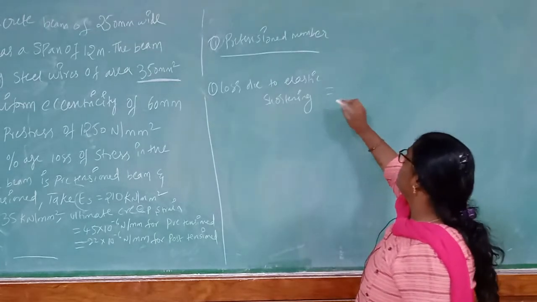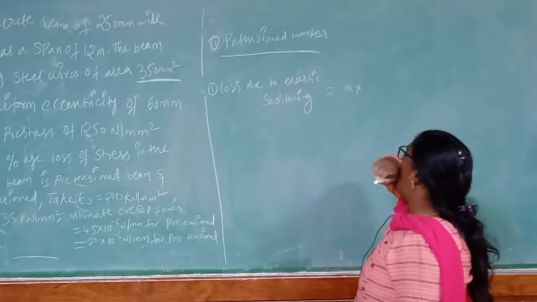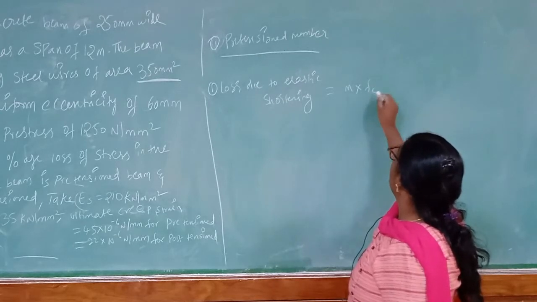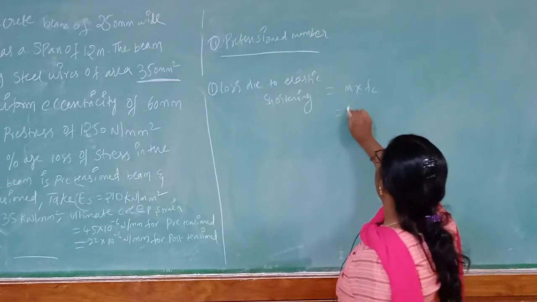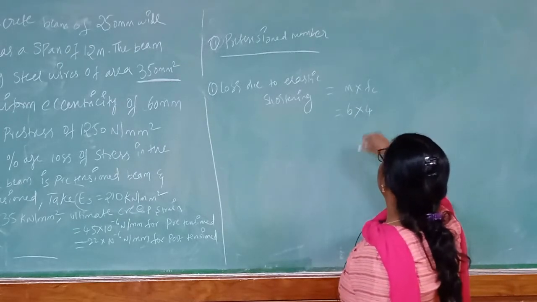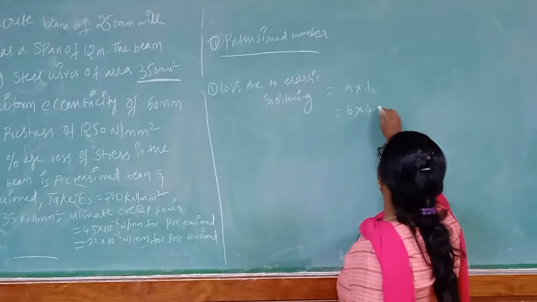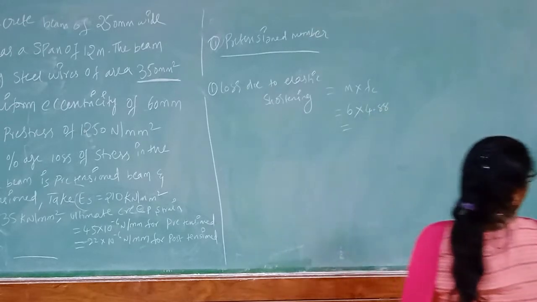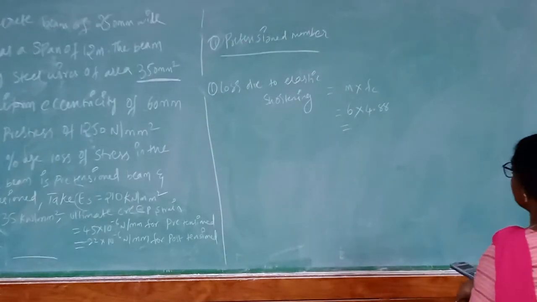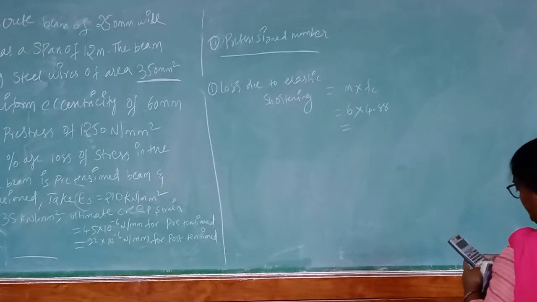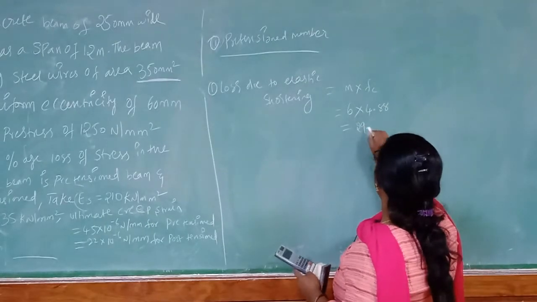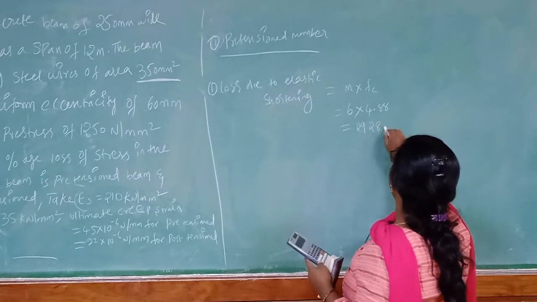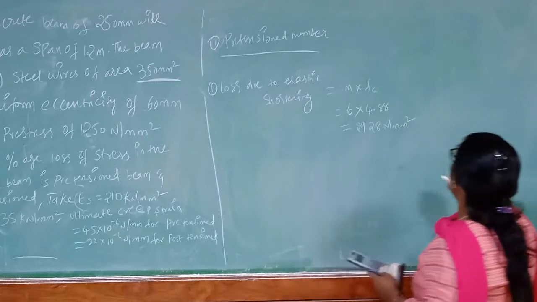So what is the loss due to elastic shortening? It is m, the modular ratio, into the stress in concrete. The modular ratio is 6. The stress in concrete, how much have you got? 4.88. So the answer is 6 into 4.88, which is 29.28 Newton per mm square.